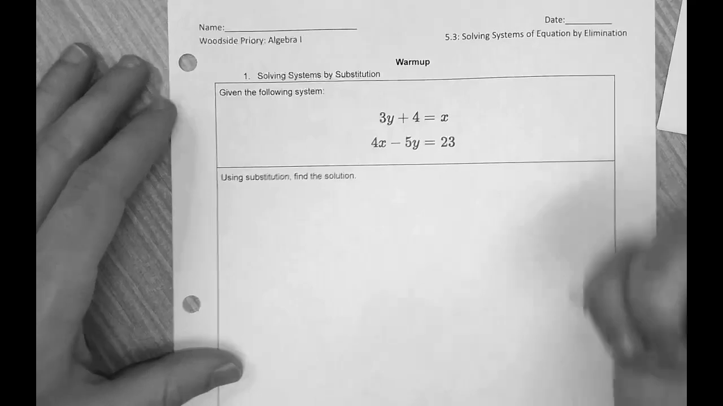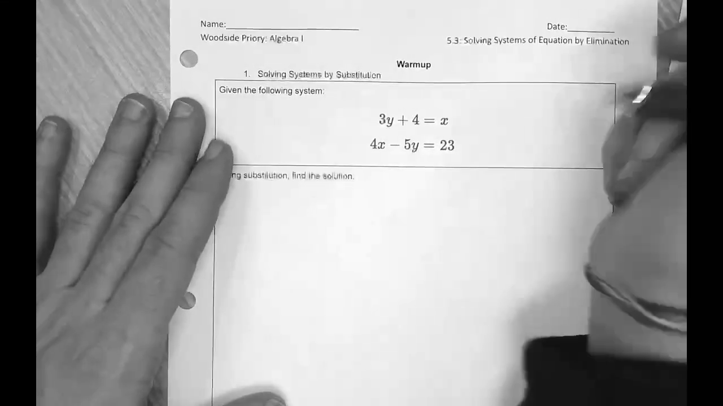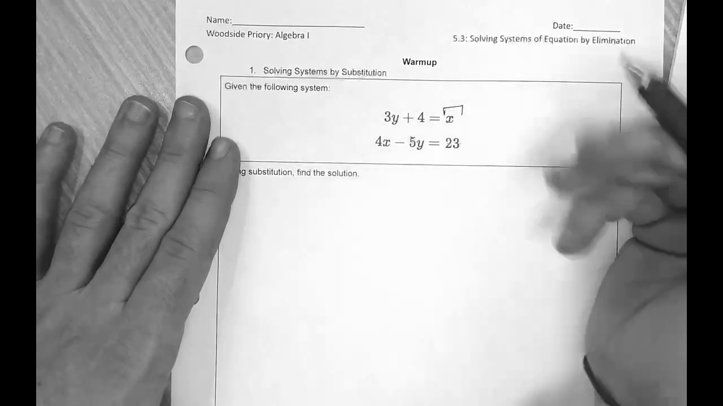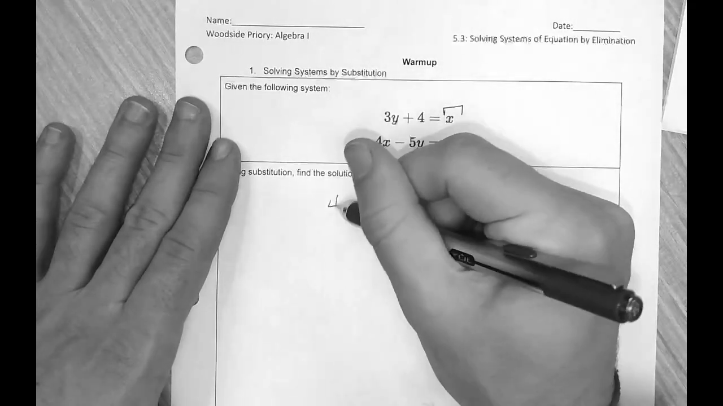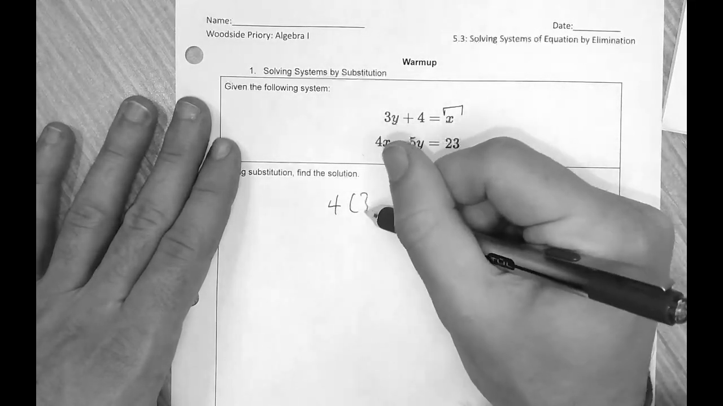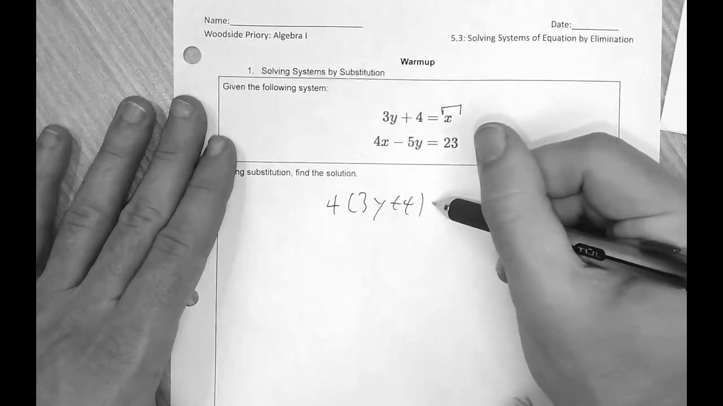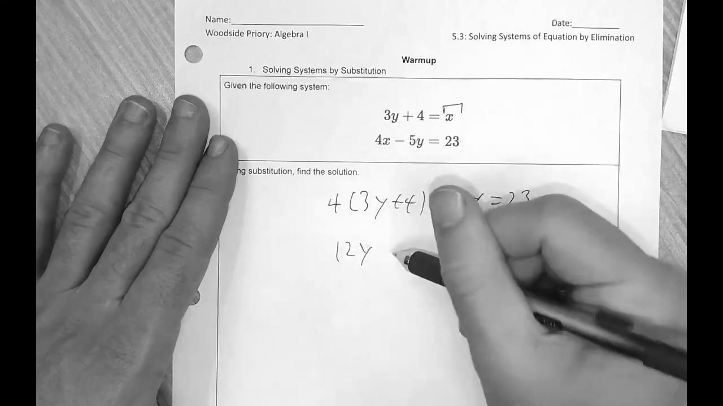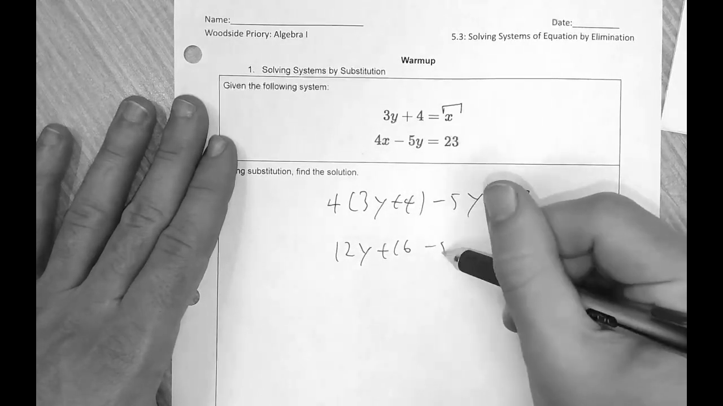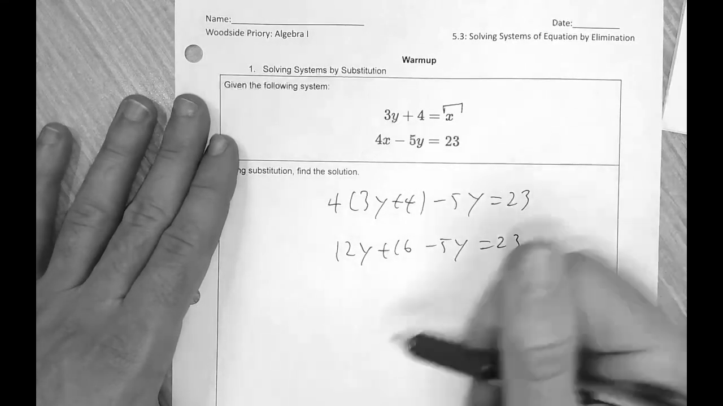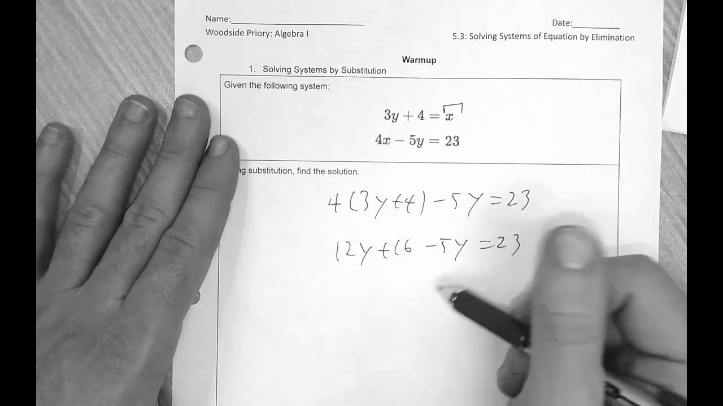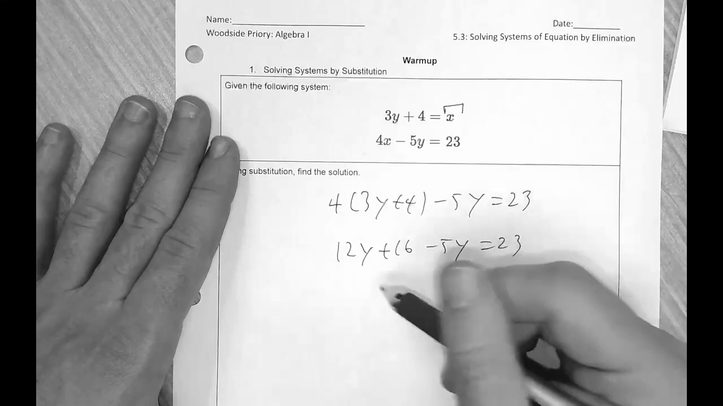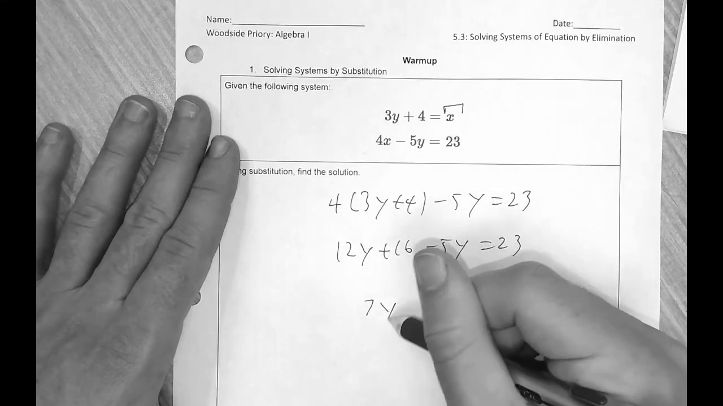Alright, so substitution. Now, this is a nice problem because x is already alone. So I can take that x value and plug it into my other equation down below. So we're going to have 3y plus 4 minus 5y equals 23. Okay, that's 12y plus 16 minus 5y equals 23. That is, we're going to combine like terms. So 12y minus 5y is 7y.